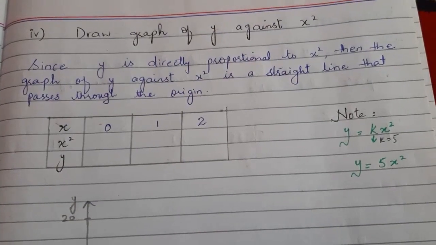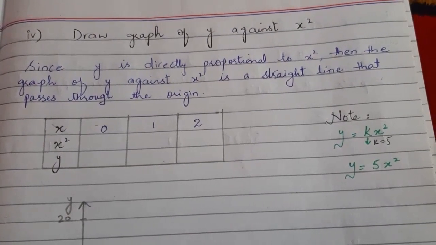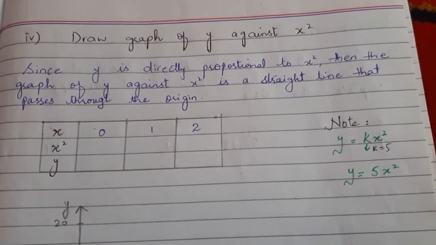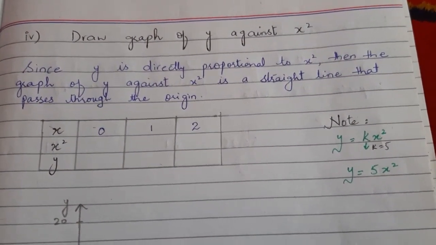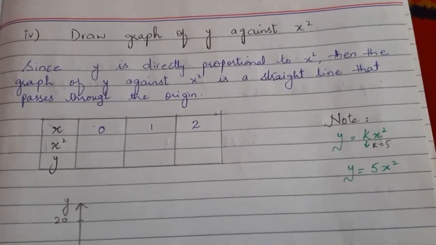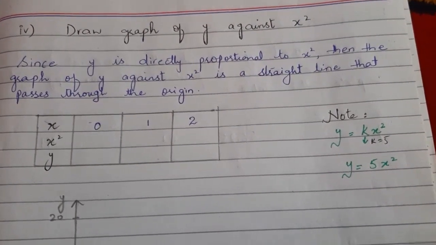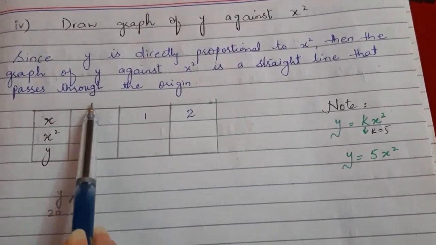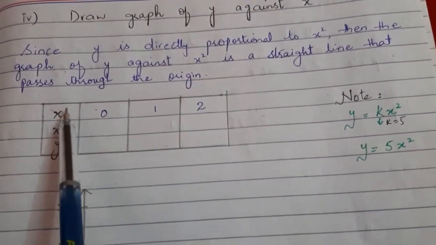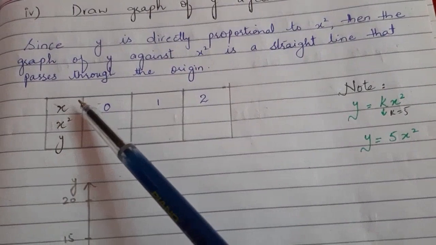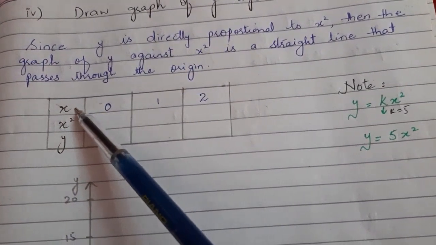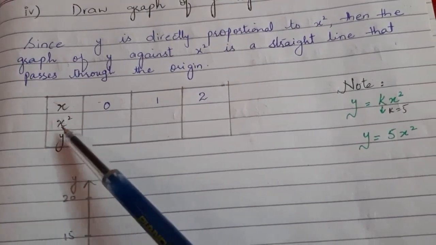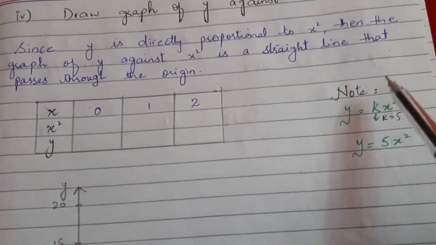Part number 4, we have to draw a graph of y against x square. As you already know, the relation of y and x square is directly proportional. So the graph of y against x square must be a straight line that passes through the origin. What we are going to do is make three rows, in which the first one is for x, then for x square, and then for y.